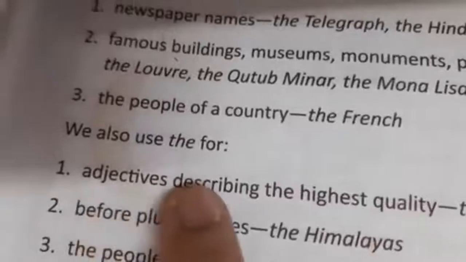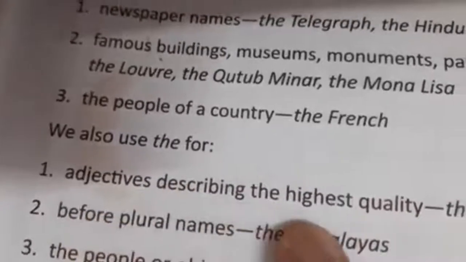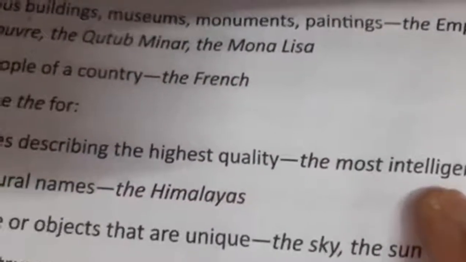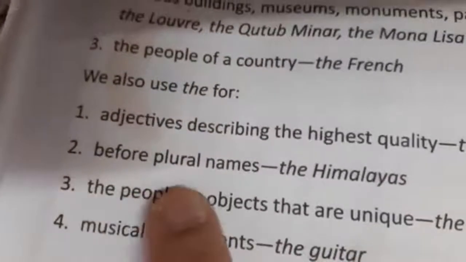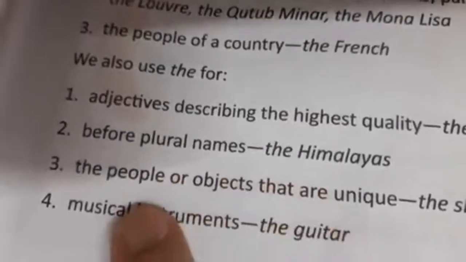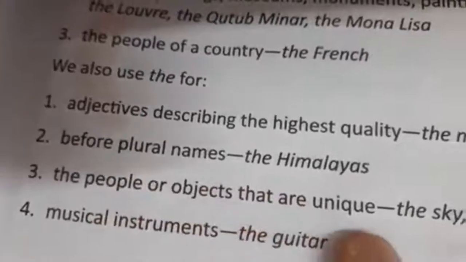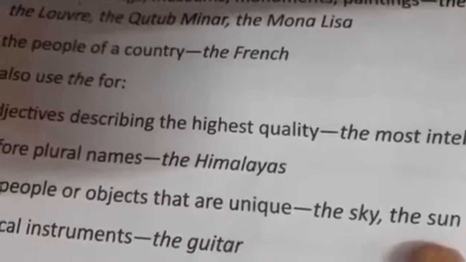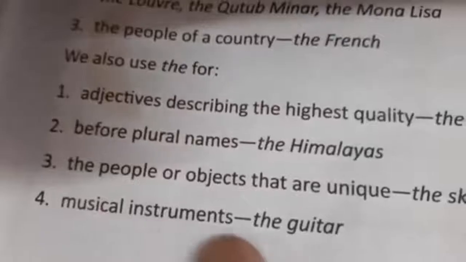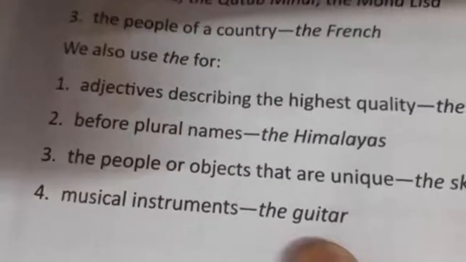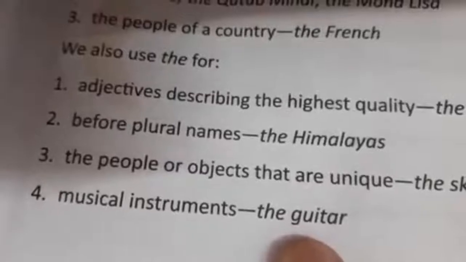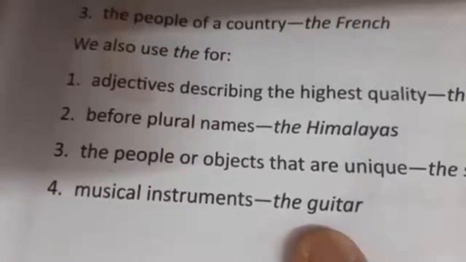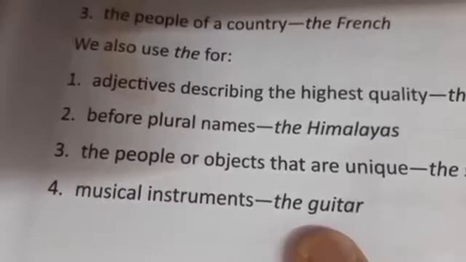We also use the for adjectives describing the highest quality, like the most intelligent. Before the superlative degree, we use the. Before plural names, like the Himalayas. Before people or objects that are unique, like the sky, the sun. Unique means found only one in the world. Musical instruments: the guitar, the sitar, the tabla. We use the before all musical instruments. So dear students, read this paragraph and learn the use of a and the.